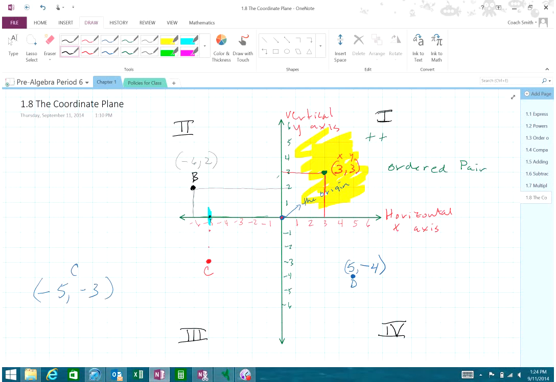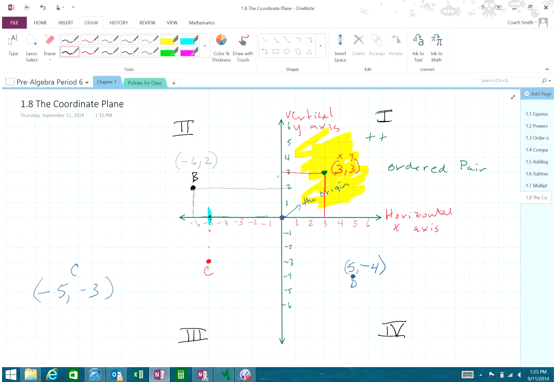Quadrant 1, Quadrant 2, Quadrant 3, Quadrant 4. You will notice that they go counterclockwise, backwards on a clock. Okay? So they may ask you, what quadrant does point C fall in? So you'd look on the graph, find point C, what quadrant does it fall in?